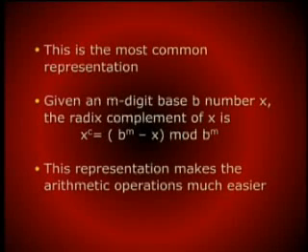The second representation, the radix complement, is the most common representation. Given an m-digit base b number x, the radix complement of x, which we write as xc, is equal to b raised to power m minus x, modulo b raised to power m. This representation makes the arithmetic operations much easier.